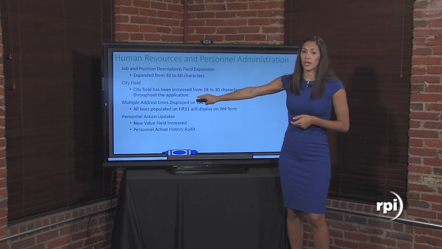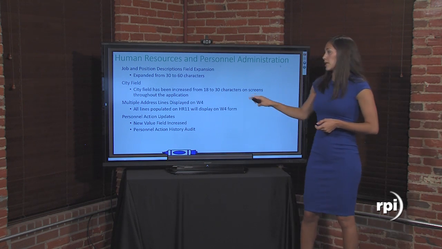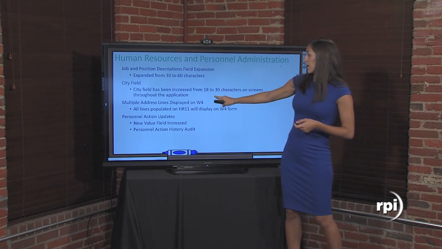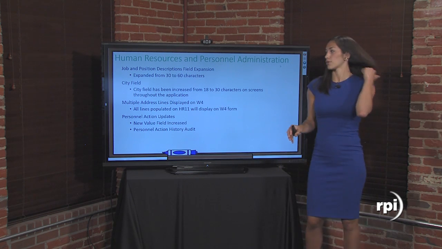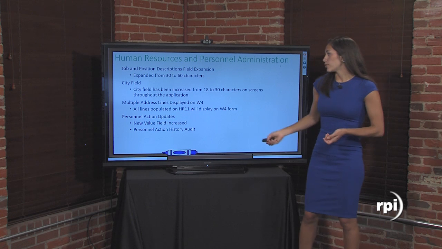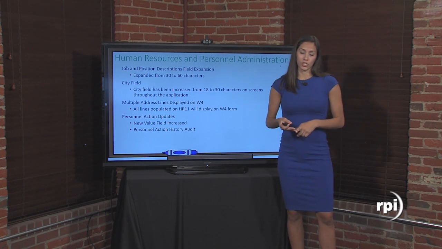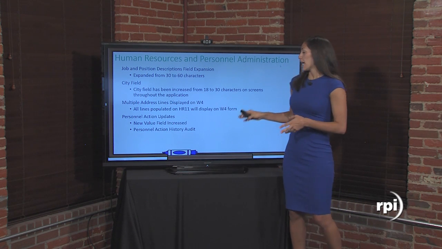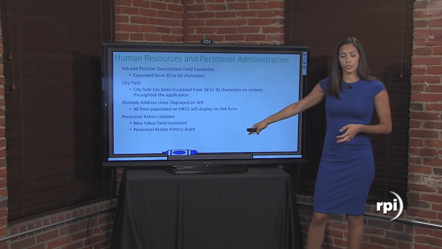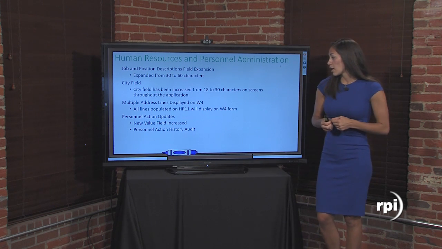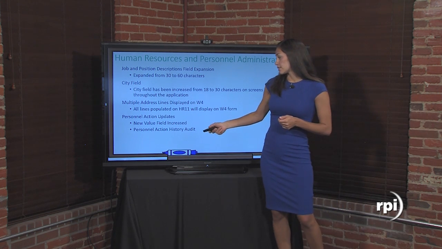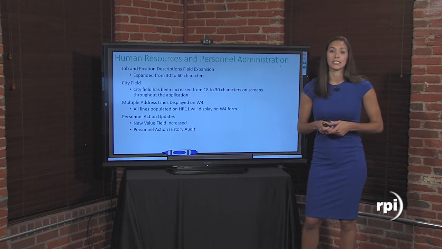The city field, this is throughout the entire application, not just in the HRPA modules. It's been increased from 18 characters to 30 characters, so just more space there. And then if you have multiple address lines filled out on the HR 11, like the address line 1, 2, it's all going to display if you print your W-4s out of Lawson. And then a couple of personal action updates. The new value field, again, increased to 60 characters.